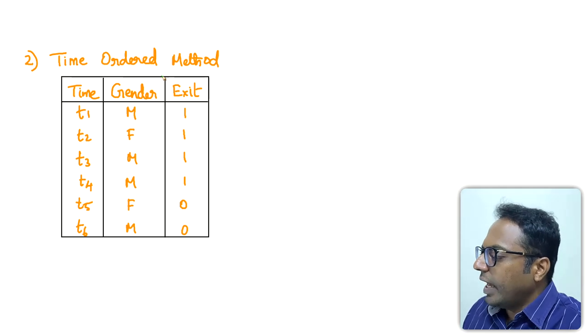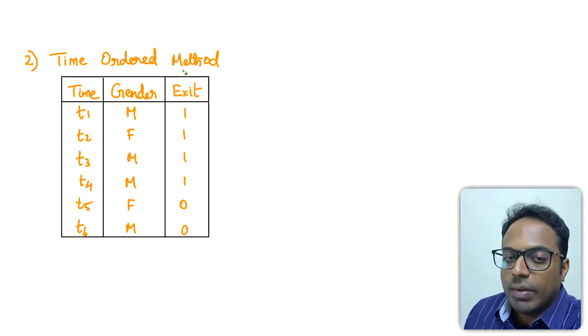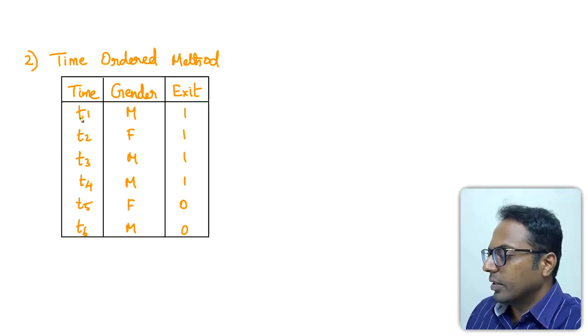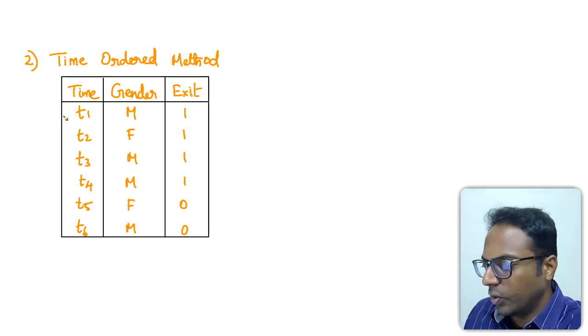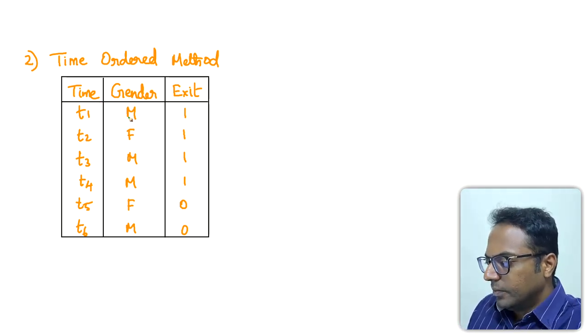The next method is the time ordered method. Imagine there was a time element here: t1, t2. This could be first day, second day, third day, or it could be monthly data also, we don't know that. Imagine there was a time element, alright.